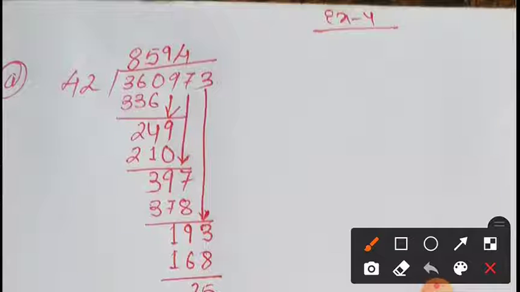Now same system we will apply. We'll try to find out the number in the table of 42 which will be either equal to 249 or closer to 249. So you already know 7, 8 and 9. We cannot try with 7, 8, 9 because it will give a higher number. So you can try with 2, 3, 4, 5, 6. I'll start with 6.